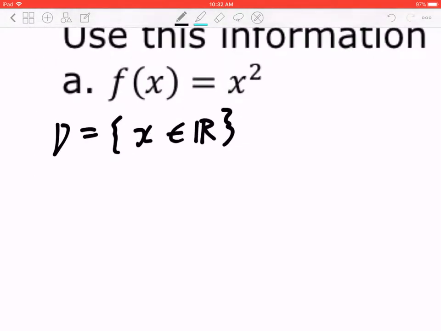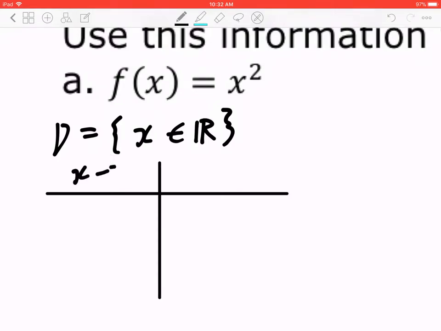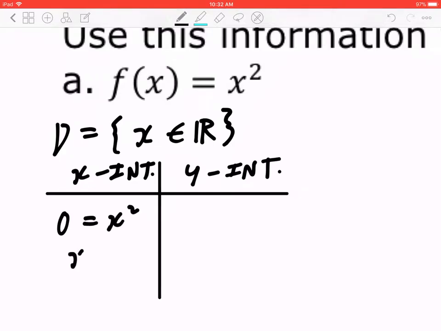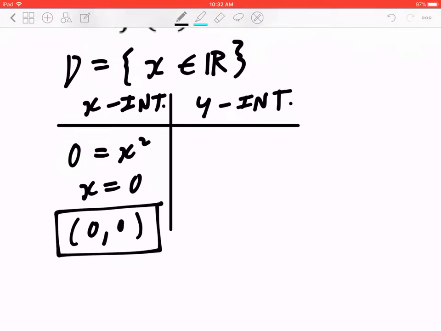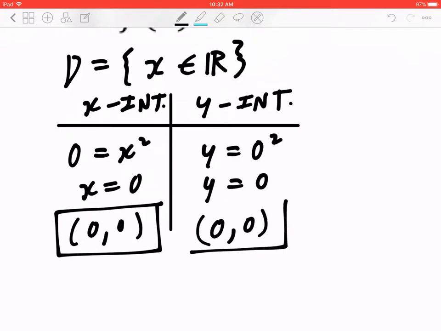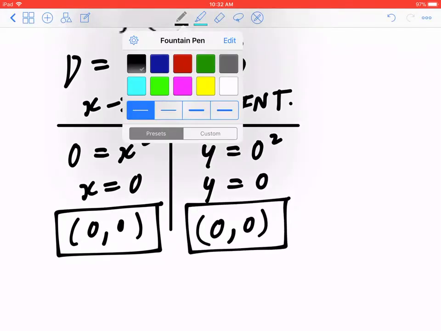Number 2, intercepts. To find the intercepts, you can divide this into 2 different columns. In the first column, to find the x-intercept, you're going to set y to be 0 and solve for x. And again, form the habit of finding the location and not just the x value. Likewise, when you find the y-intercept, you're going to set x to be 0 and solve for y. And in this case, the x and y intercepts are both located at (0, 0).